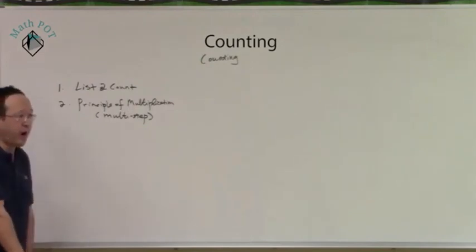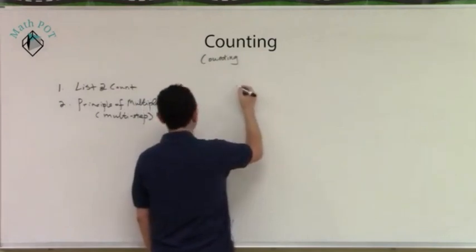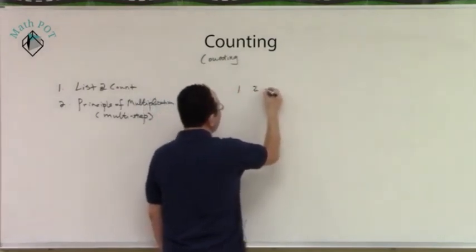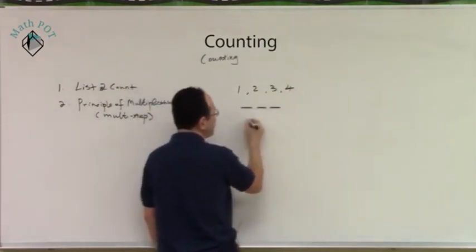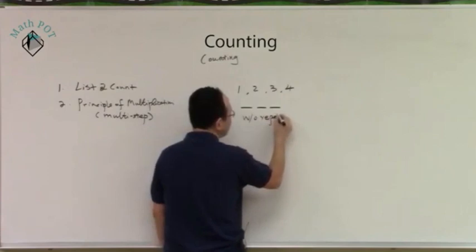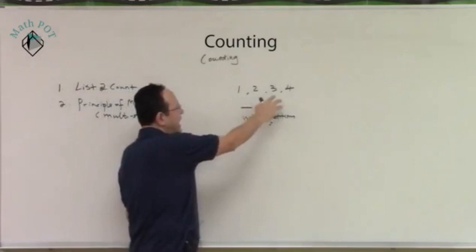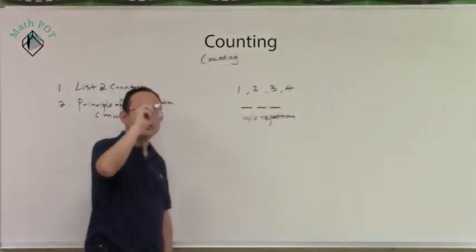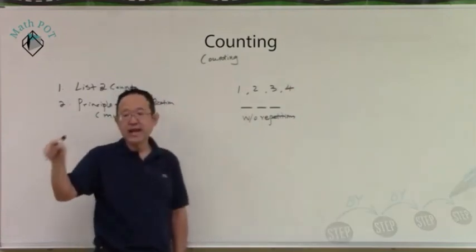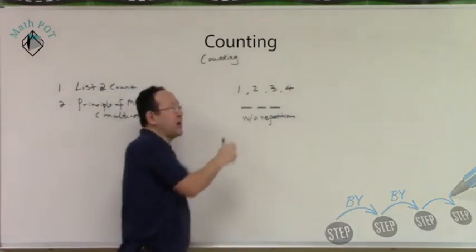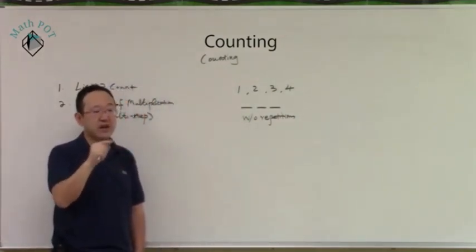So it could be very powerful. I'm going to use a few examples to help you understand how to solve by the principle of multiplication. So we have 4 digits: 1, 2, 3, and 4. I want to create a 3-digit number without repetition. Clearly, this is a multi-step problem because you want to create a 3-digit number. You want to write the hundreds digit first, followed by tens, and then followed by ones. If you just write down the hundreds digit, the job is not done yet. So definitely that tells us this is a multi-step problem.